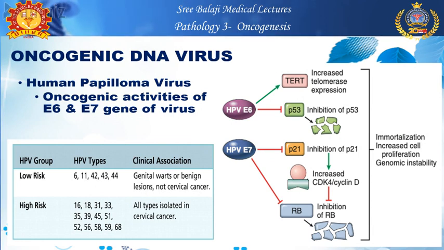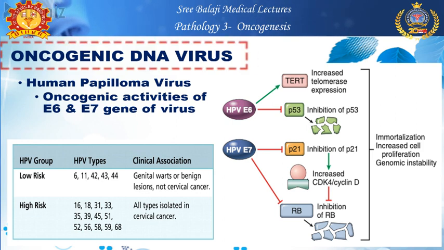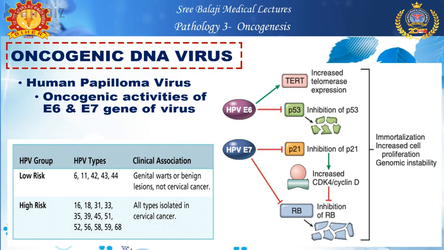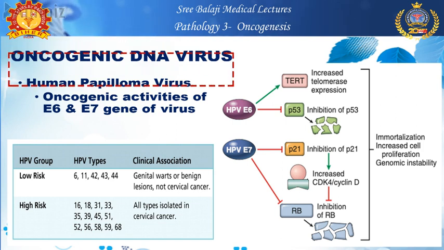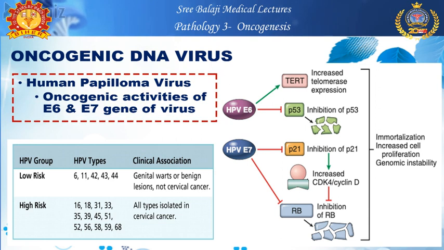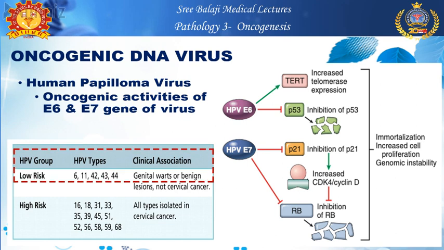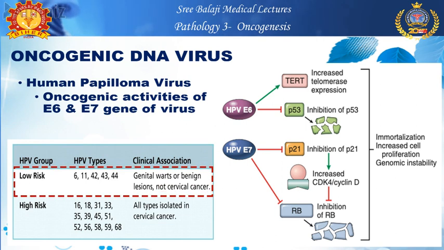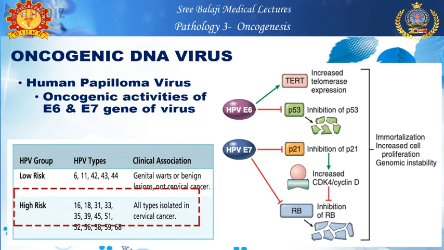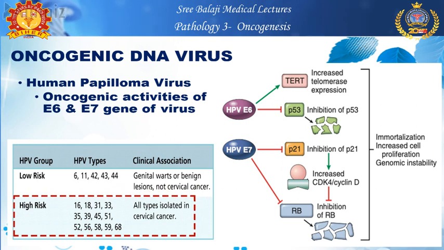We come to the end of this talk with a small discussion on the oncogenic DNA viruses. The oncogenic DNA virus are mainly human papilloma virus, which is one of the most important viruses, which causes cervical carcinomas. There are two types. They are low risk, which are HPV types 6, 11, 42, 43 and 44, and these cause genital warts or benign lesions, and they don't cause cervical cancer. High risk are 16, 18, 31, 33, 35, 39, 45, 51, and these types are isolated in cervical cancers.